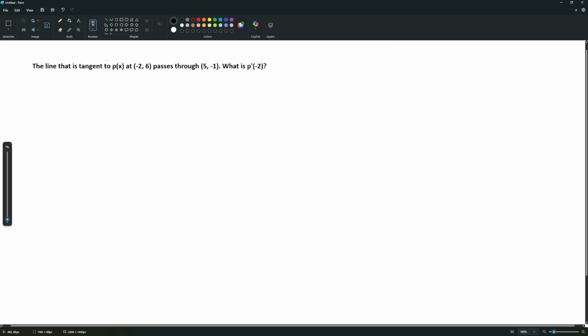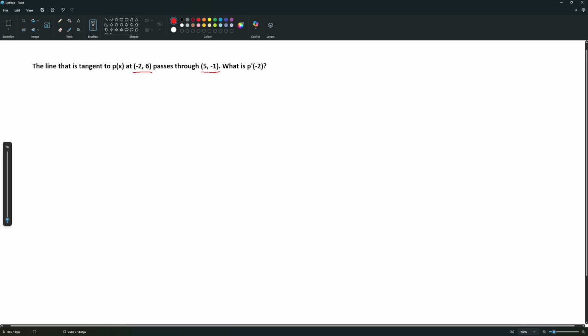Now, we know that a tangent line only touches a function at one point. However, this says that the tangent line passes through both this point and this point. How can it pass through 2 points? Well, this only can mean one thing. This means that the tangent line and the actual function are exactly the same.